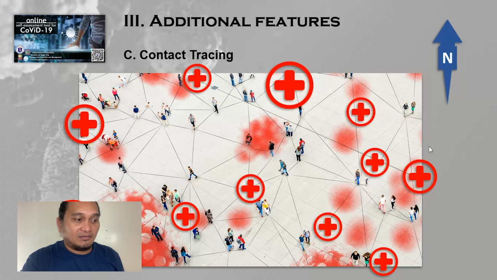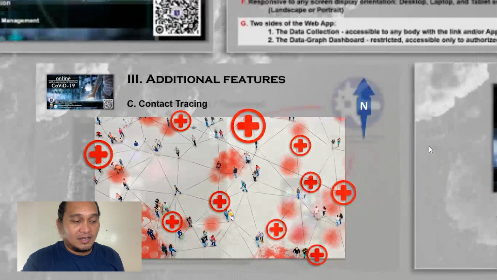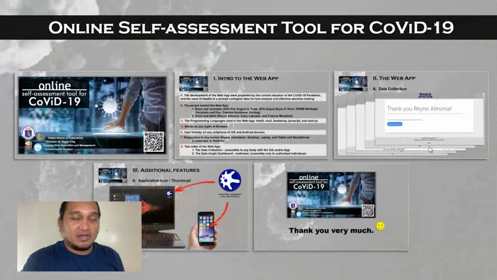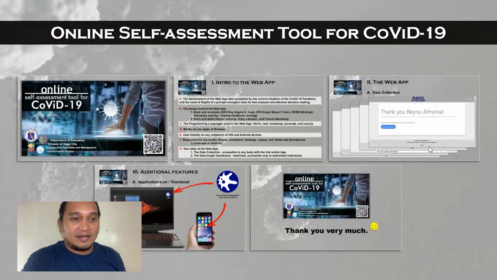So those are the great future features that we're going to add, which is number 1 is the thumbnail or the icon, number 2 is the geotagging, and number 3 is the contact tracing. So this will be a comprehensive web application where it will not only gather data for fast analysis and decision, but it can also geotag, locate GPS coordinates of that particular location or address of that personnel of DepEd, and also of course the contact tracing to prevent further infection or contagion caused by our personnel of the division of Iligan City.